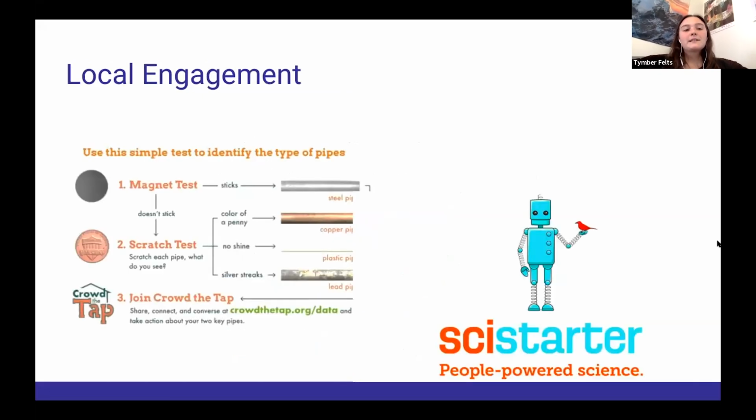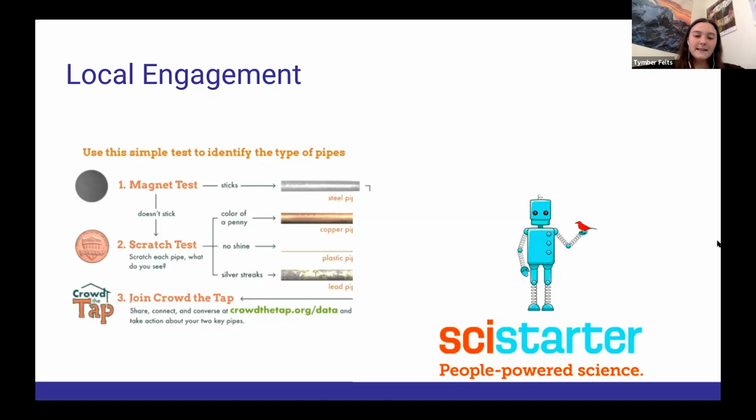And this is where projects like Crowd the Tap come into play, because they can bridge that gap between what I've been talking about the whole time, between global goals and local realities. So projects like this are also really good at teaching homeowners and renters how to locate their plumbing and water service lines in order to determine the materials they're made out of. Because government entities such as North Carolina DEQ don't really know this.